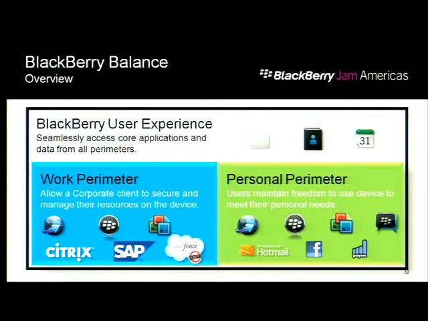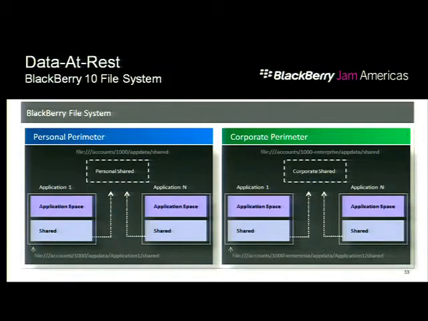So yeah, this is the kind of experience the user has. You saw what it actually looks like on the device during the keynote. But you have this little work perimeter that has corporate apps installed there. It has the browser. It has the corporate version of App World. You can have different apps like Salesforce or whatever. Personal perimeter has basically whatever the user wanted to put on their device. And they don't really interact.